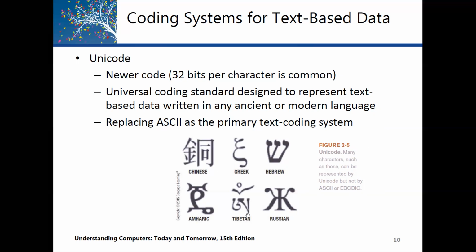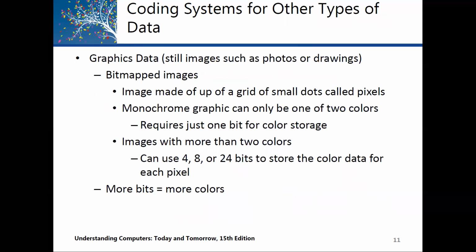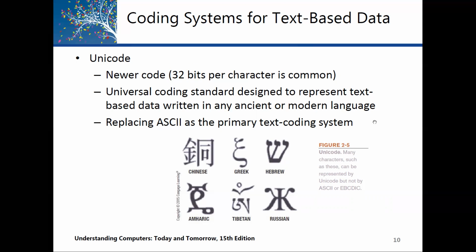So for example, Chinese, Greek, and several other languages in the world are being represented using Unicode, and ASCII codes are almost now obsolete or replaced by Unicode, right? So this was how we are going to represent the numeric data, how we are going to represent the alphabets, how we are going to represent the alphanumeric data using these codes.